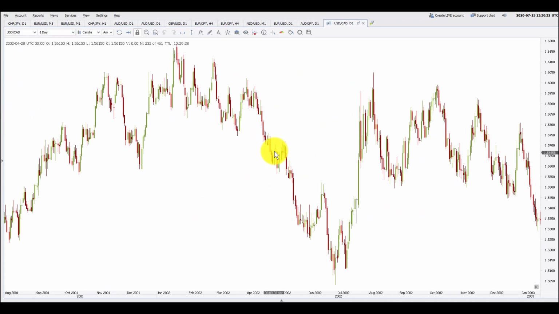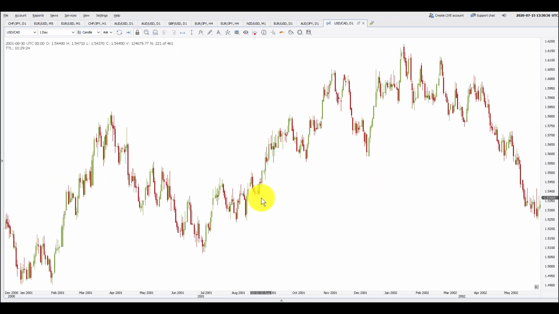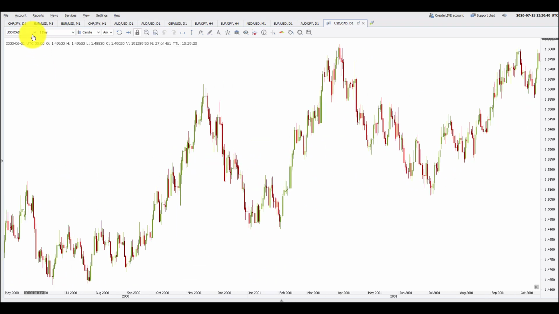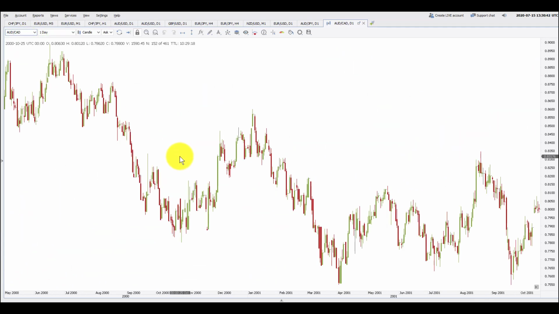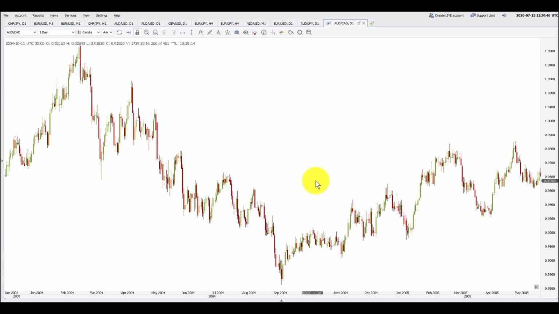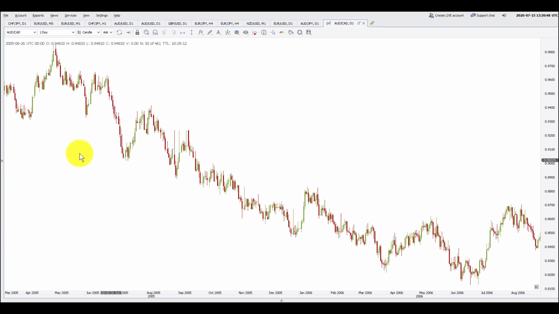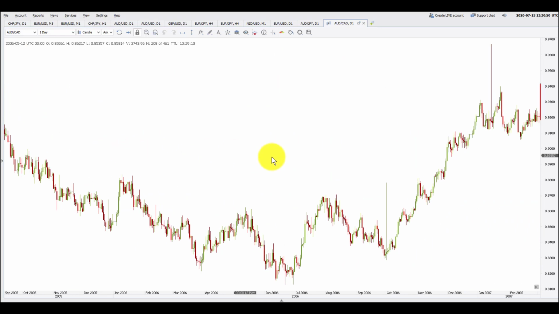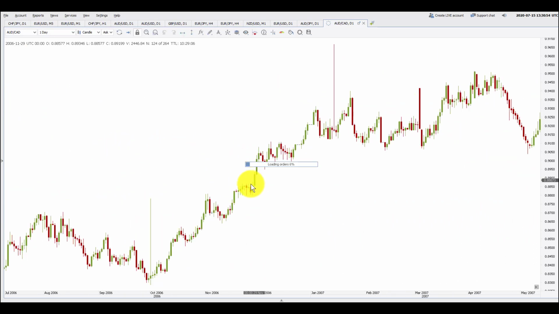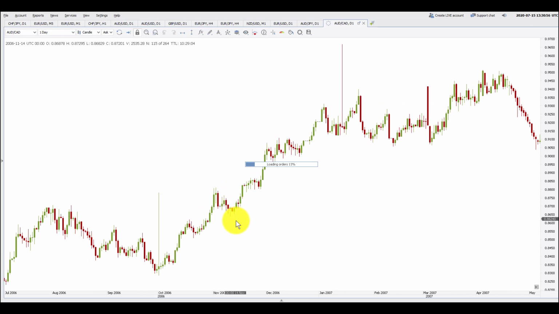There is a flag, which we have discussed in the previous videos. Okay, not in the US dollar against the Canadian dollar. Let's see if we can get it in the Australian dollar against the Canadian dollar. Okay, here it is. Here it is.